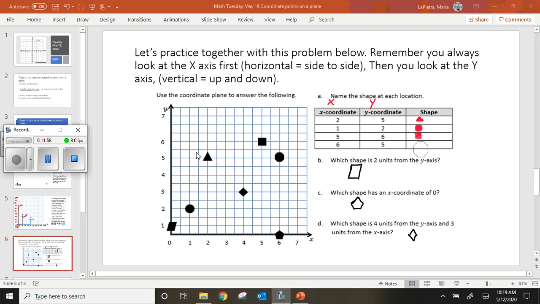And I skipped B, so B, 2 units from the Y-axis. This shape is 1, 2, and there's your Y-axis. It gets a little tricky. Always remember, though, your X goes first, your Y goes second, your over and up to find your answer.